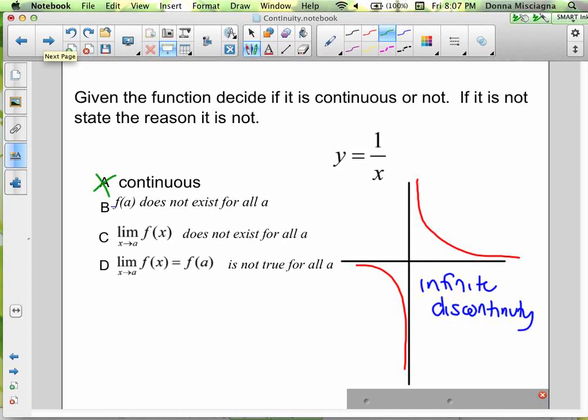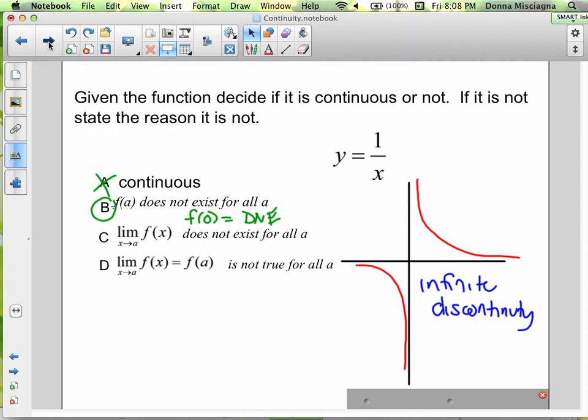So what value can you not plug in for x? Of course it's 0. So f of 0 does not exist. You can't plug that value in. So since f of a does not exist for all a, our graph here is not continuous, and we're stopping at that one.